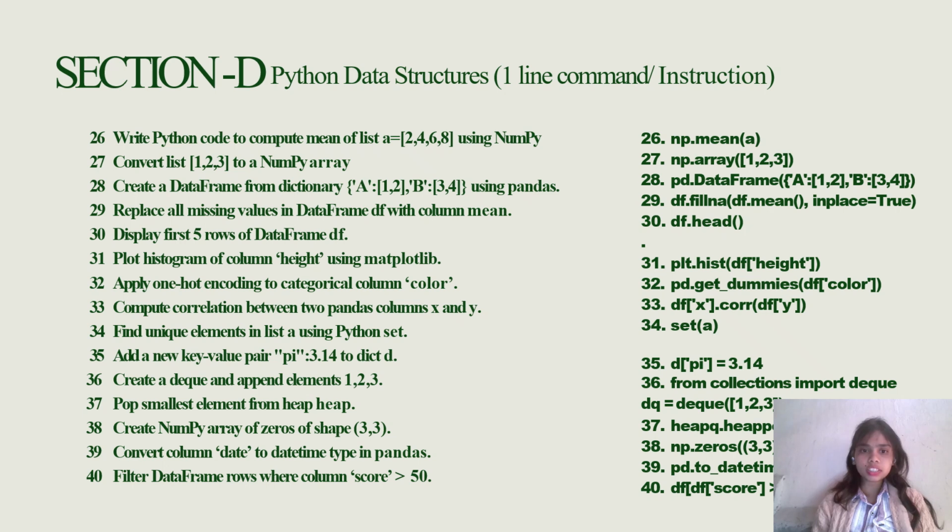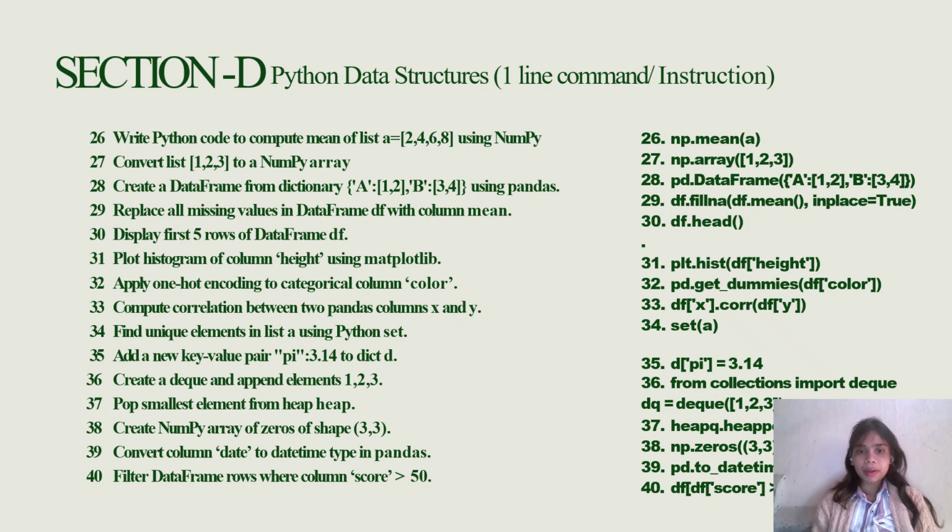32. Apply one hot encoding to categorical column color: pd.get_dummies(df['color']). 33. Compute the correlation between two pandas columns x and y: df['x'].corr(df['y']). 34. Find unique elements in a Python list: set(A). 35. Add a new key value pair pi 3.14 to dictionary D: D['pi'] equals 3.14.